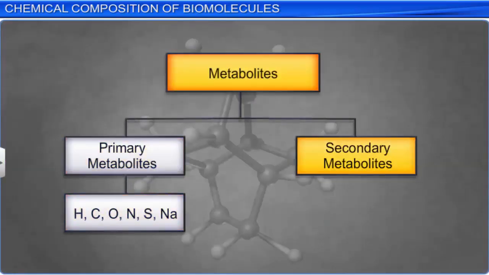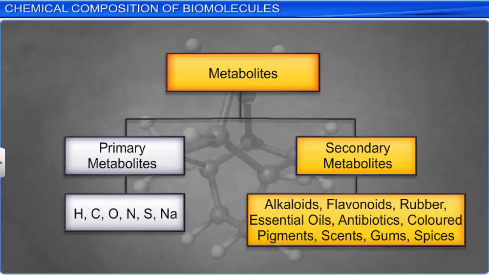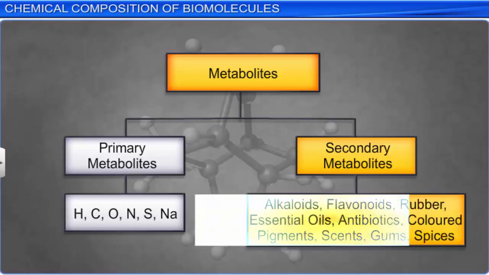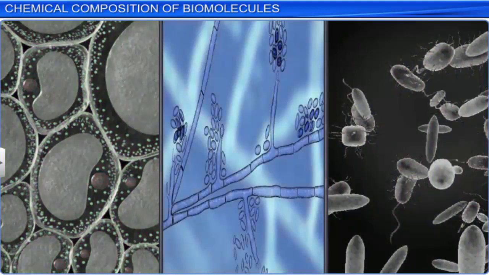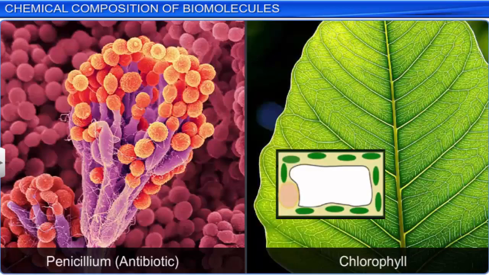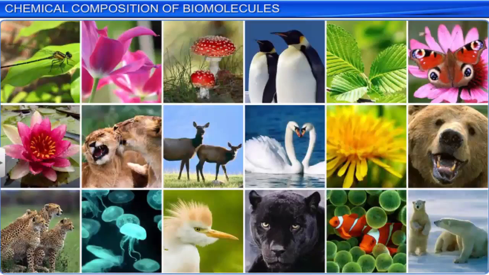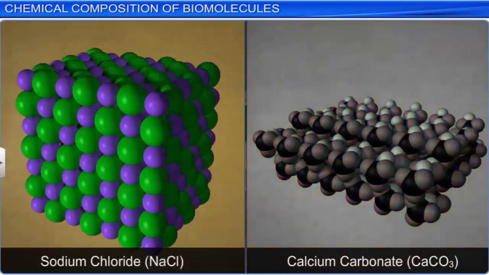On the other hand, compounds such as alkaloids, flavonoids, rubber, essential oils, antibiotics, colored pigments, scents, gums, and spices are known as secondary metabolites. They are found in plant, fungal, and microbial cells and perform an important ecological function. Some of them play a helpful role as antibiotics and pigments. Living beings are also composed of inorganic compounds such as sodium chloride and calcium carbonate.